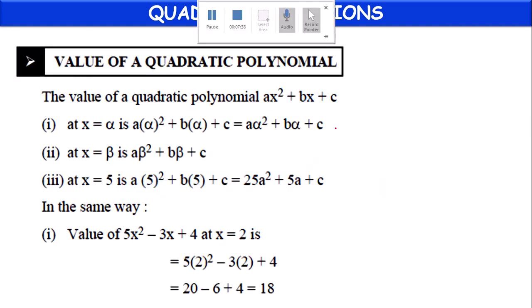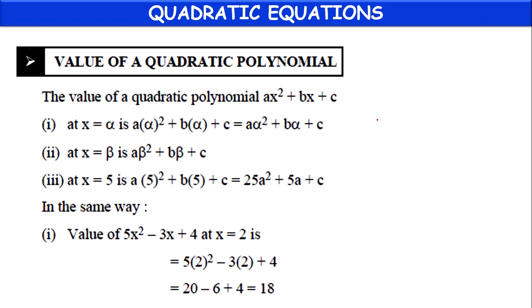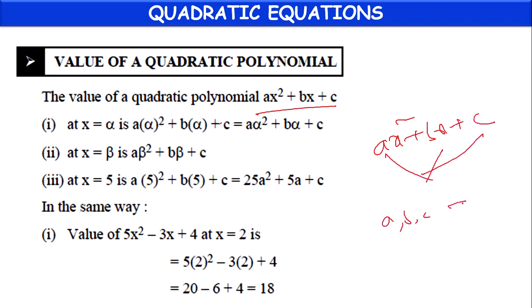Next one. Value of a quadratic polynomial. Here we are telling the general form of a quadratic polynomial is ax square plus bx plus c, where a, b, c are real constants.